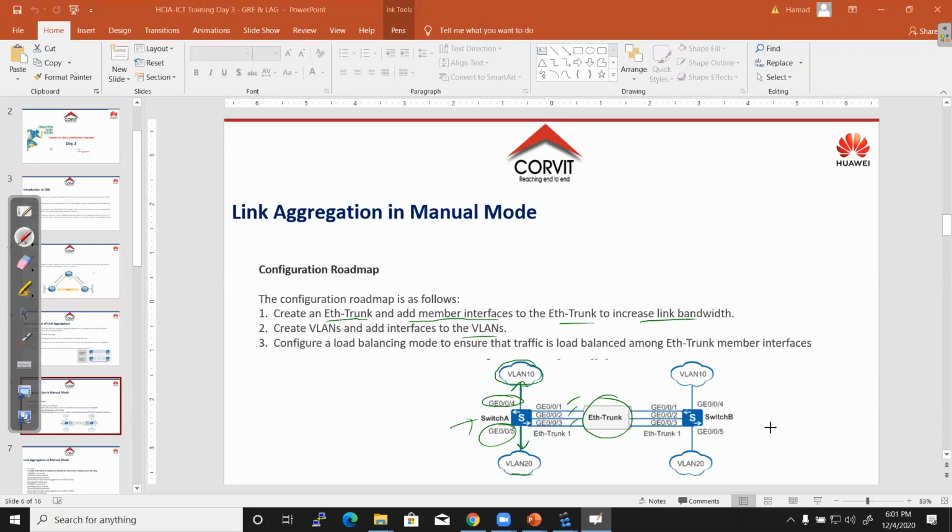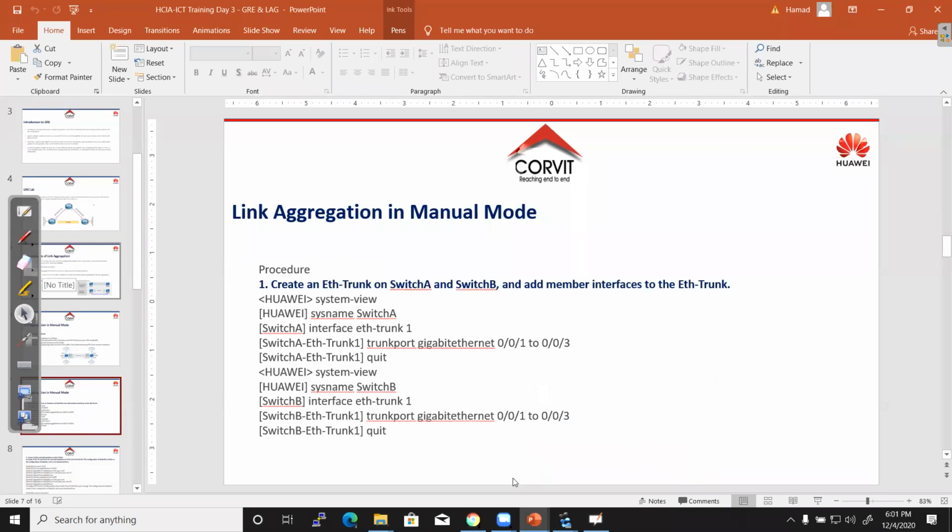The same configurations you need to do on the other side. The first 3 interfaces, you bundle them into the logical interface, and port numbers 4, 5, 6, 7 and so on, you bind them with VLANs. You can bind them with the same VLAN or with multiple VLANs. It depends on the requirements of the network. And how do we do that? There are the configurations.